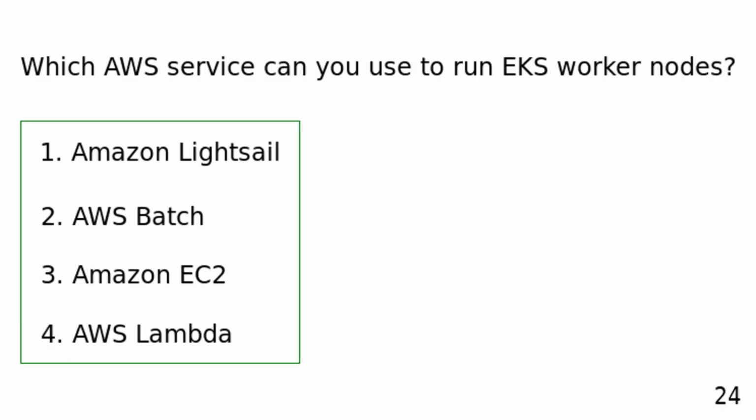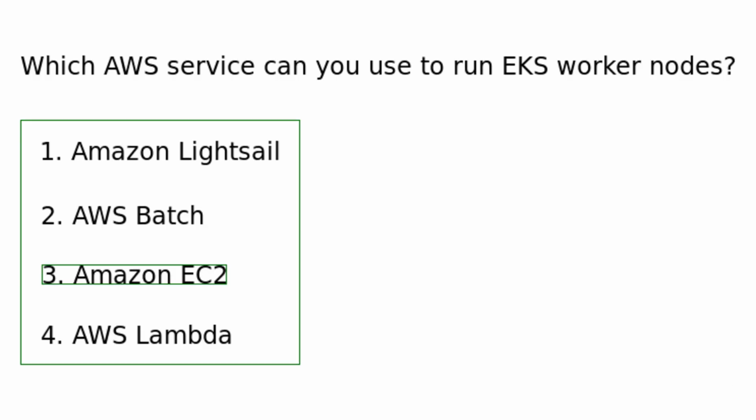Which AWS service can you use to run EKS worker nodes? Amazon Lightsail, AWS Batch, Amazon EC2, AWS Lambda. Amazon EC2 instances are commonly used as worker nodes in an EKS cluster, providing compute resources for your containers.